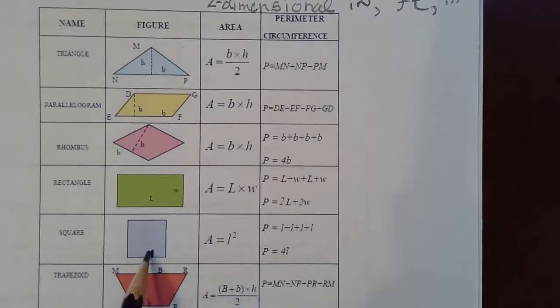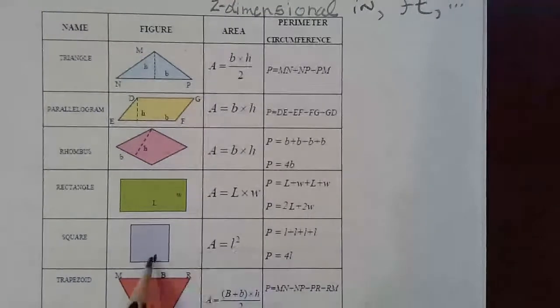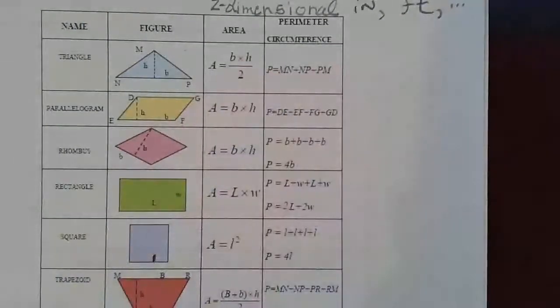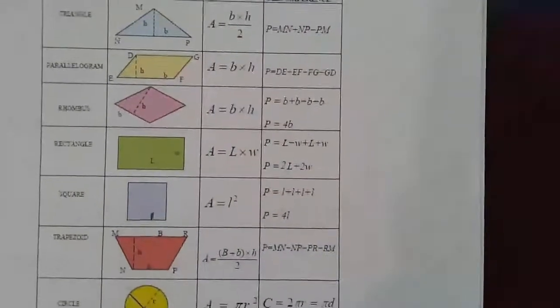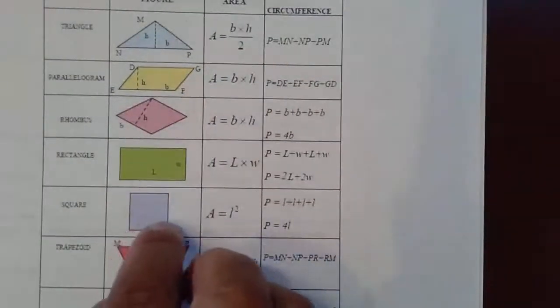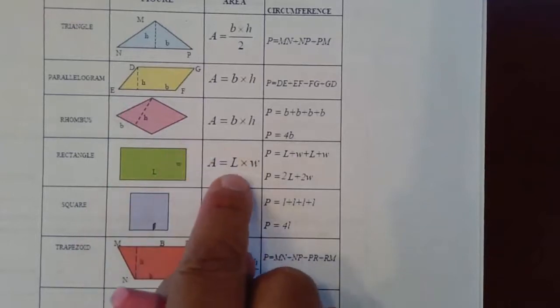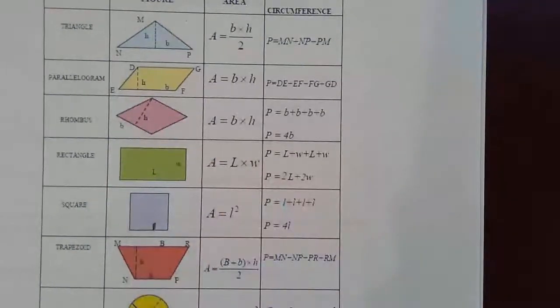So if I call this side A, it's A squared. If I call it B, it's B squared. So these are generic formulas. Most often when there's a base and a height, they will use B and H. That's really, really common. Like for a rectangle, you could either say area is base times height, or you could say that it's length times width. So these variables are arbitrary.